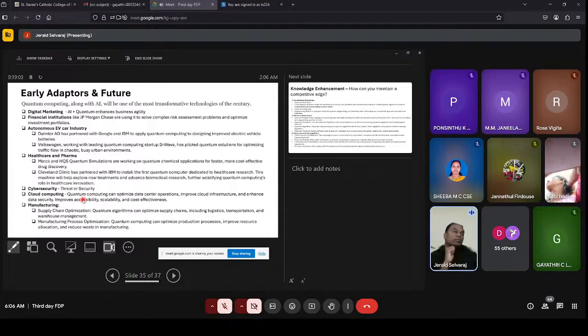Merck is one of the very famous North American healthcare companies. They're working with HQS Quantum Simulations, and they're bringing a lot of chemical applications and strategies to fine tune how they can speed up drug discovery. Similarly, IBM is also working with the Cleveland Clinic on similar areas. Then another one is cyber security, right? Cyber security is a very major area where quantum computing is going to have a very positive impact.